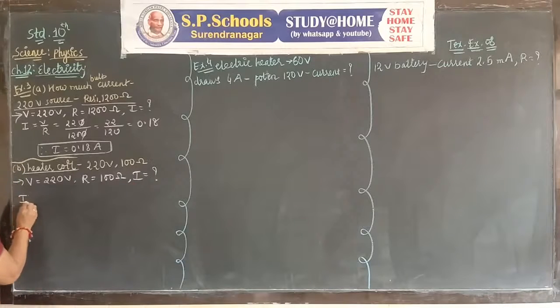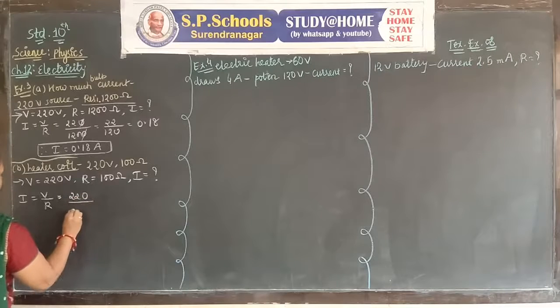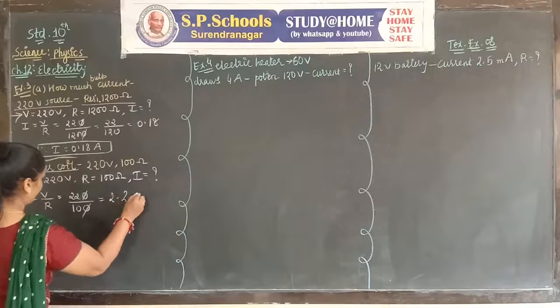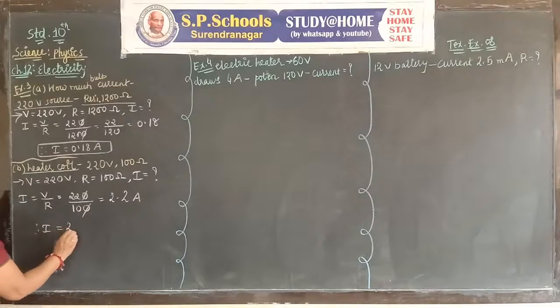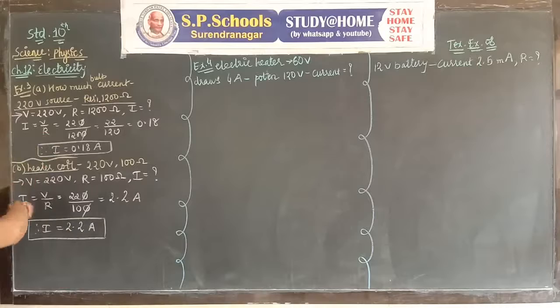So in the same way we put I is equal to V upon R. V is 220 and R is equal to 100. Okay, the 10 is cancelled. So here, simple calculation, 2.2 ampere. So I is equal to 2.2 ampere. In the heater, 2.2 ampere current will be passed through the heater coil, and in the bulb, 0.80 ampere.